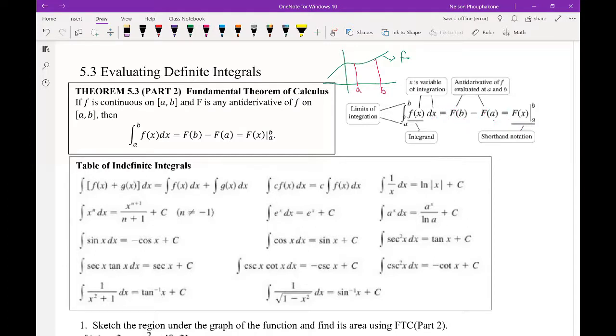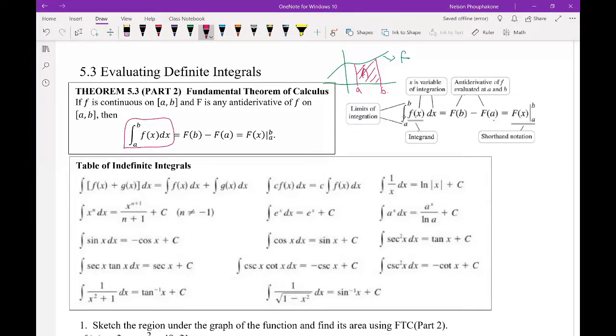Basically we could actually do this. In section 5.1, we used the Riemann sum to help us find the area under the function between the lower limit and the upper limit. And now we could use the definite integral to help us do the problem.